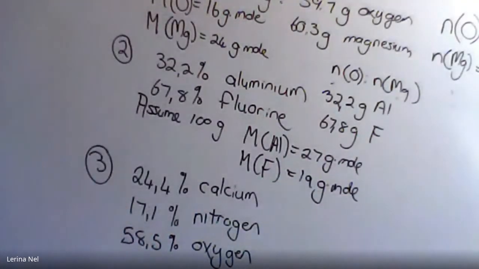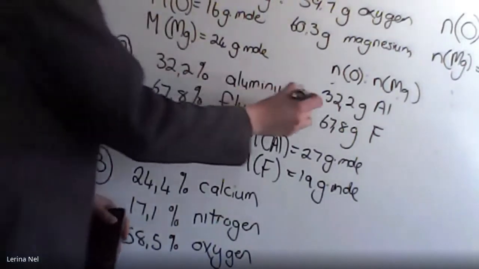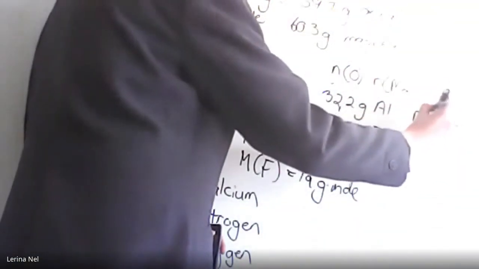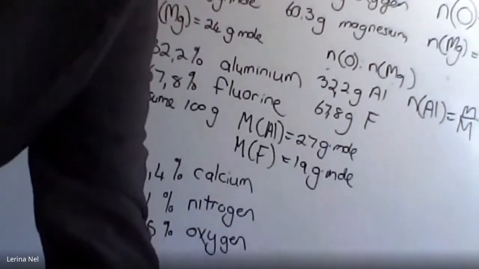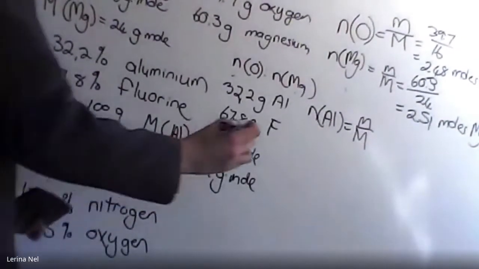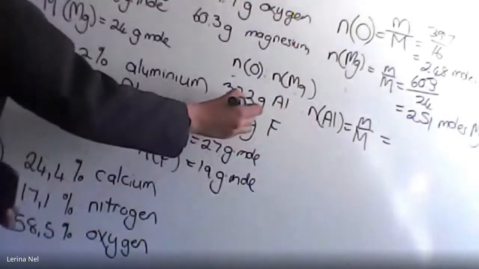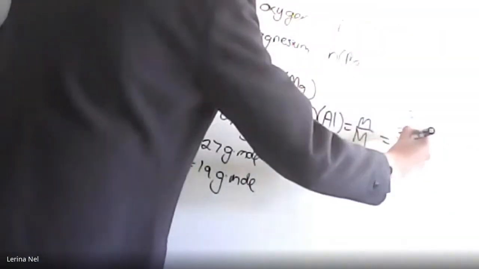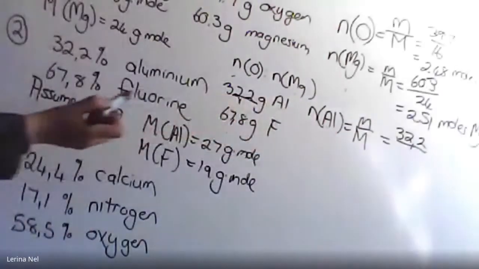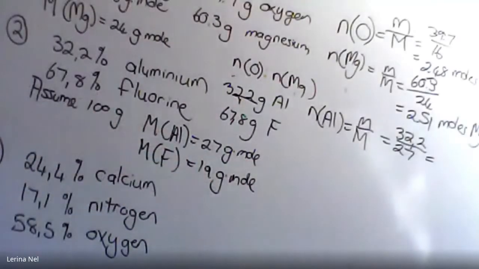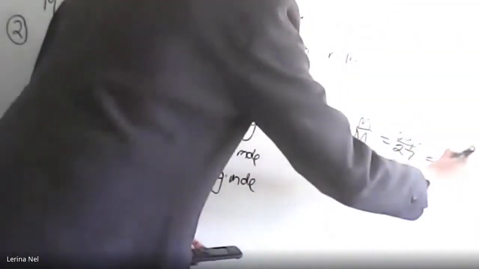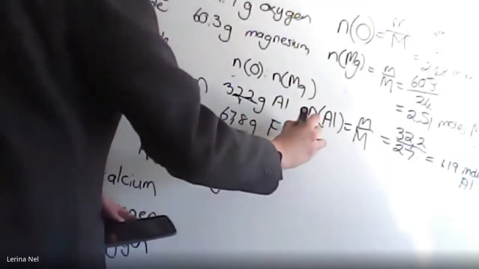So now we use our mole calculation. This is going to be the amount of moles of aluminium is equal to the mass divided by the molar mass. So what is the mass of aluminium? 32.2 grams. And the molar mass, 27. We use our calculators. 32.2 divided by 27 gives me 1.19 moles of aluminium.